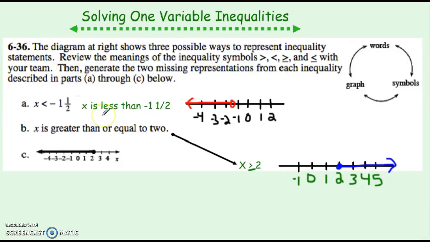For C, I'd like you to try it on your own, so pause the video, and then when you think you have the answer for both of the missing parts, play again and check your answer with mine. Hopefully your answers look similar to mine. So for C, x is less than or equal to 2 because the circle is closed, and you needed to write it in words. X is less than or equal to 2.